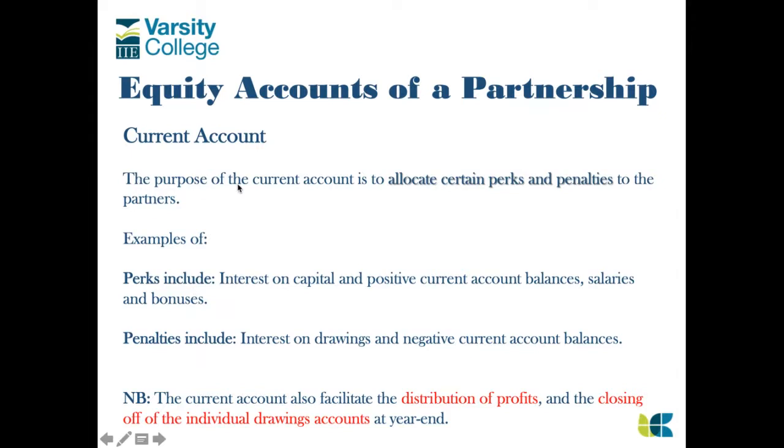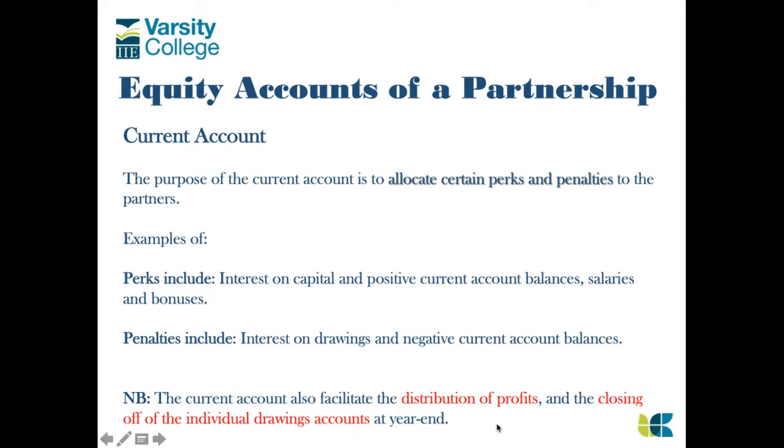Here they're saying the purpose of the current account is to allocate certain perks and penalties to the partners. I basically was talking to that just now. I just said punish, but it's the same thing as penalize. Interest on capital and positive current account balances, salaries and bonuses, those are the perks. Penalties are interest on drawings and negative current account balances. That's when we would be typically penalizing you. The current account also facilitates the distribution of profits and the closing off of individual drawings accounts at year end.